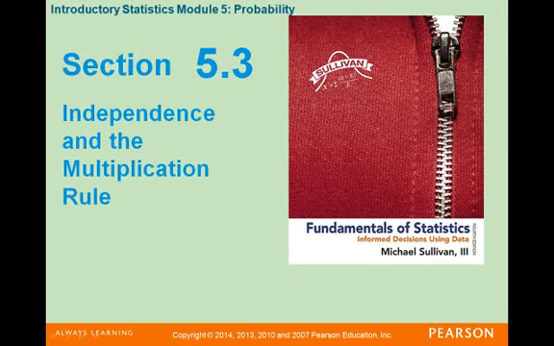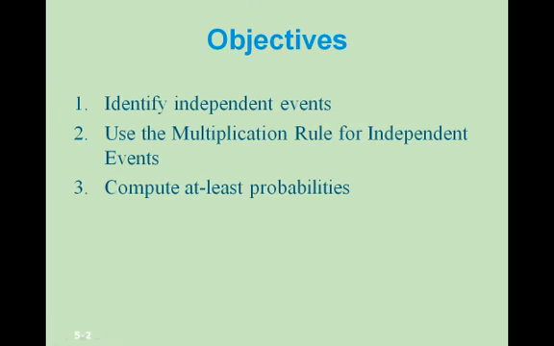Section 5.3, Independence and the Multiplication Rule. We will look at these three objectives in this section.